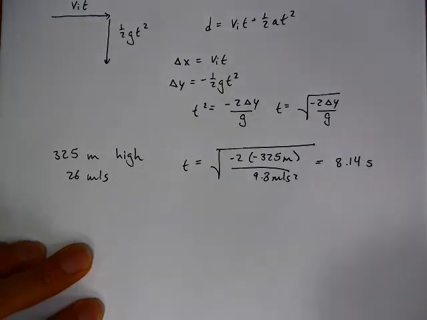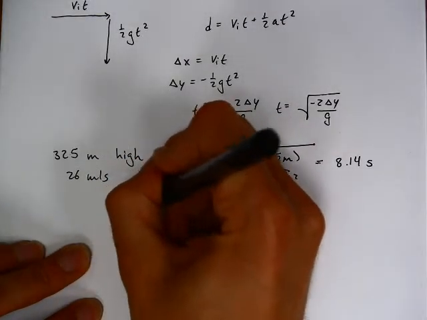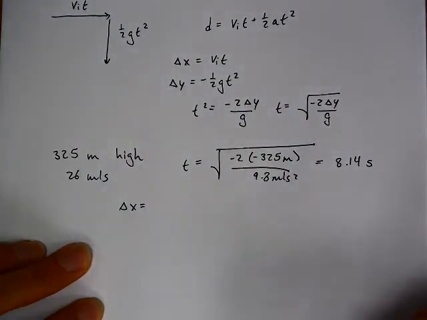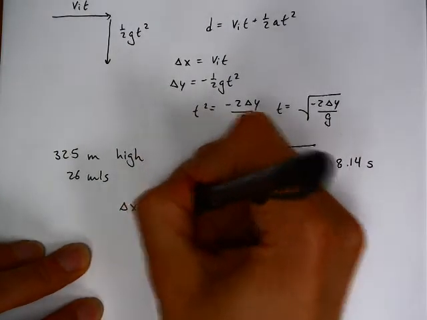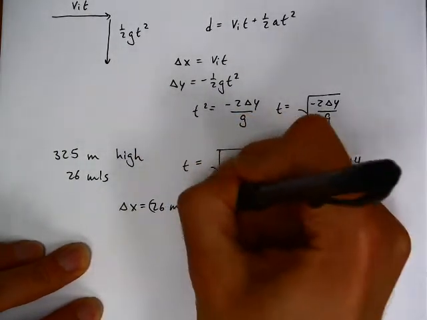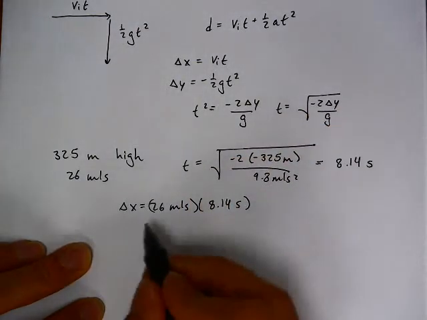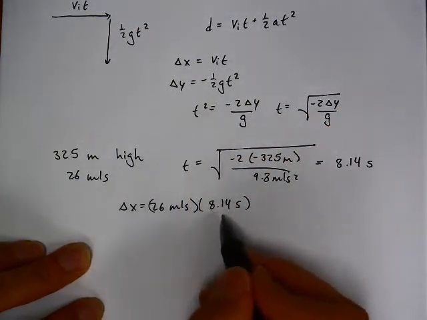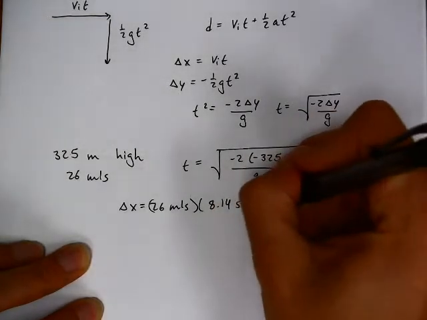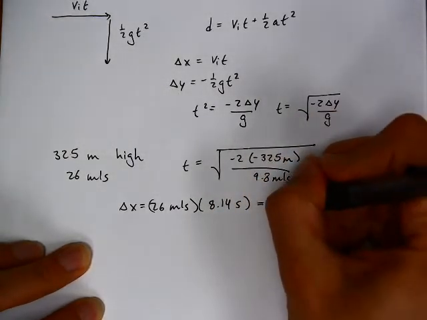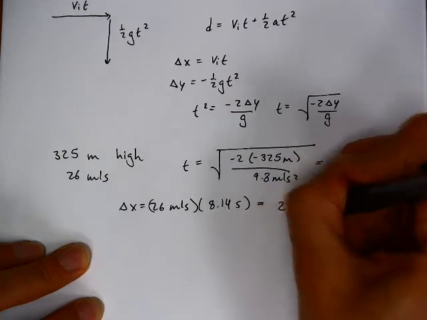Now, how far to the right has that object moved in 8.14 seconds? The answer comes from our delta x equation. Delta x is our initial velocity, which is 26 meters per second, times time. The object moves forward 26 meters every second, and it's done that for about 8 seconds. So how far has it moved? About 212 meters.